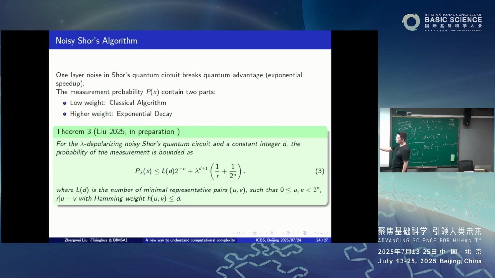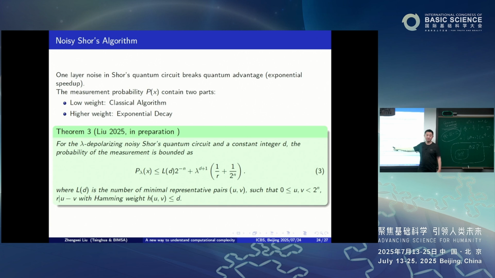The probability with noise will become a formula. When lambda equals 1, the formula is the same as Shor's probability. But with noise, this probability will decompose into two terms. One has lower weight, one has higher weight. And because of noise, the higher weight part has an exponential decay that depends on the strength of noise.